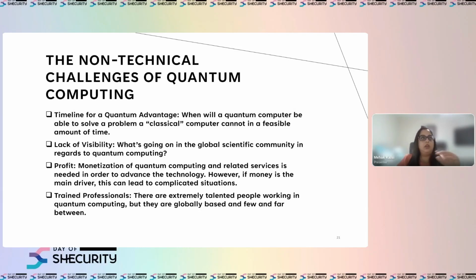And some say, you know what, it's right around the corner, 5 to 10 years. Some say 20, some say even longer. And so the reason there isn't a consensus, one of them, is that there is a lack of visibility into what's going on in the global scientific community. So some countries do share the progress they're making, while others not so much. Keep that information secure.